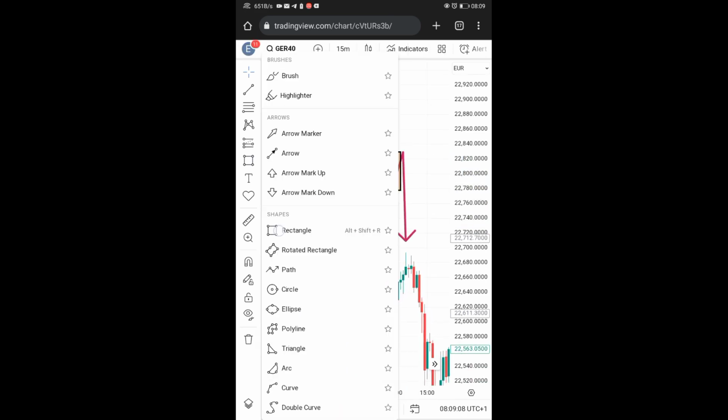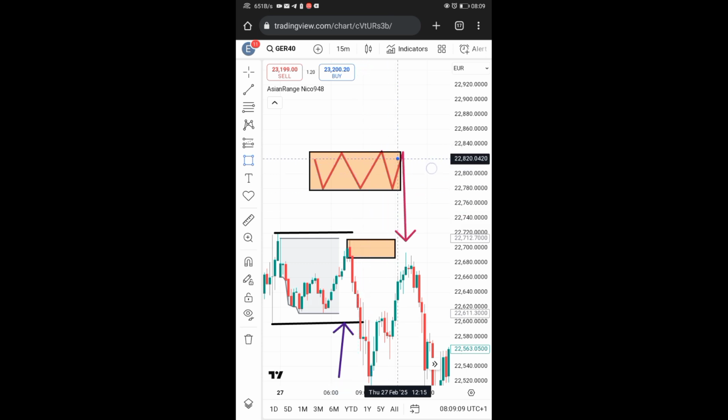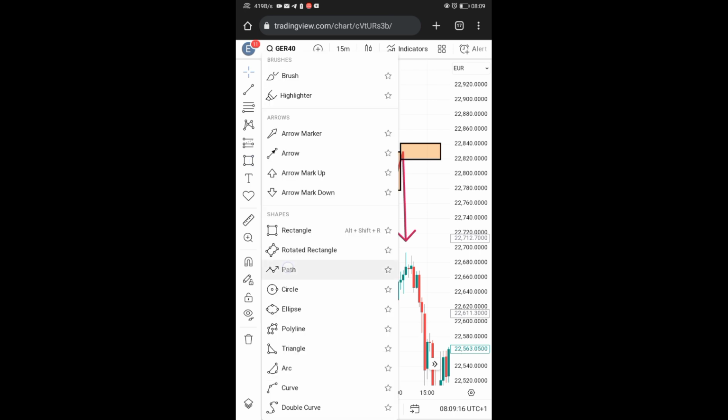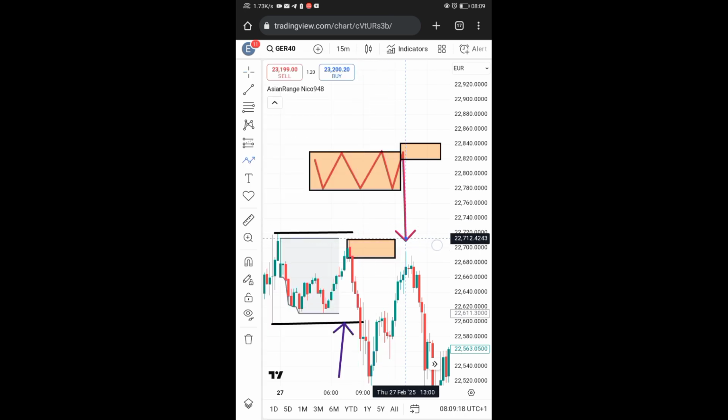So this point is where I'm going to mark out my zone. I'm going to mark out my zone at this point. So once the market comes into this zone, I'm going to move to my smaller time frame to look for my entry to the downside. So this is what we are going to be looking at.